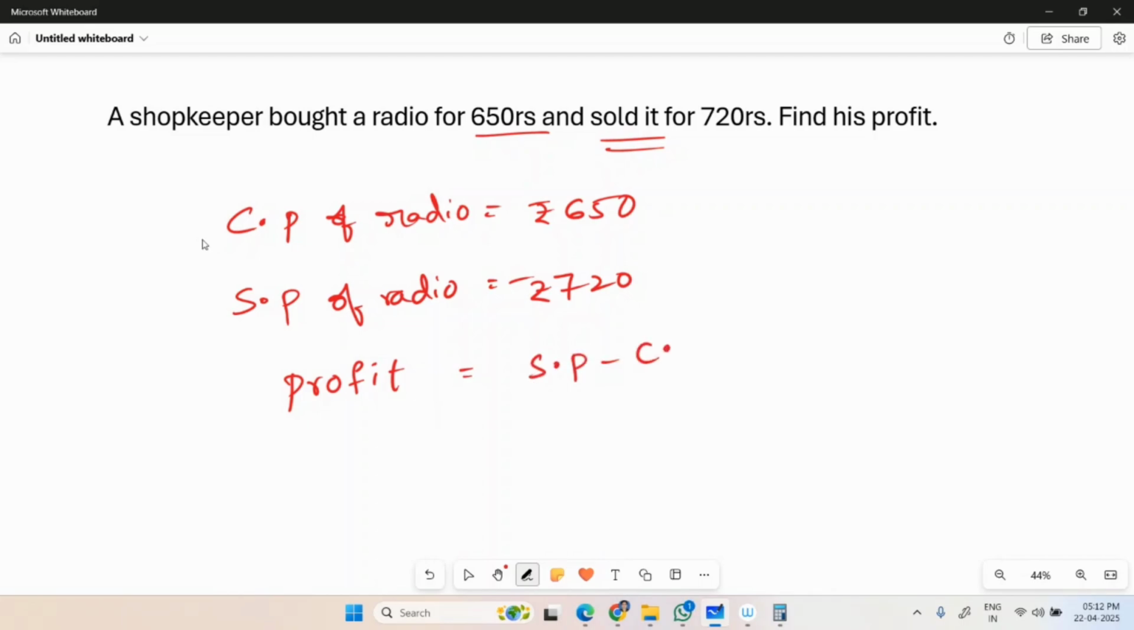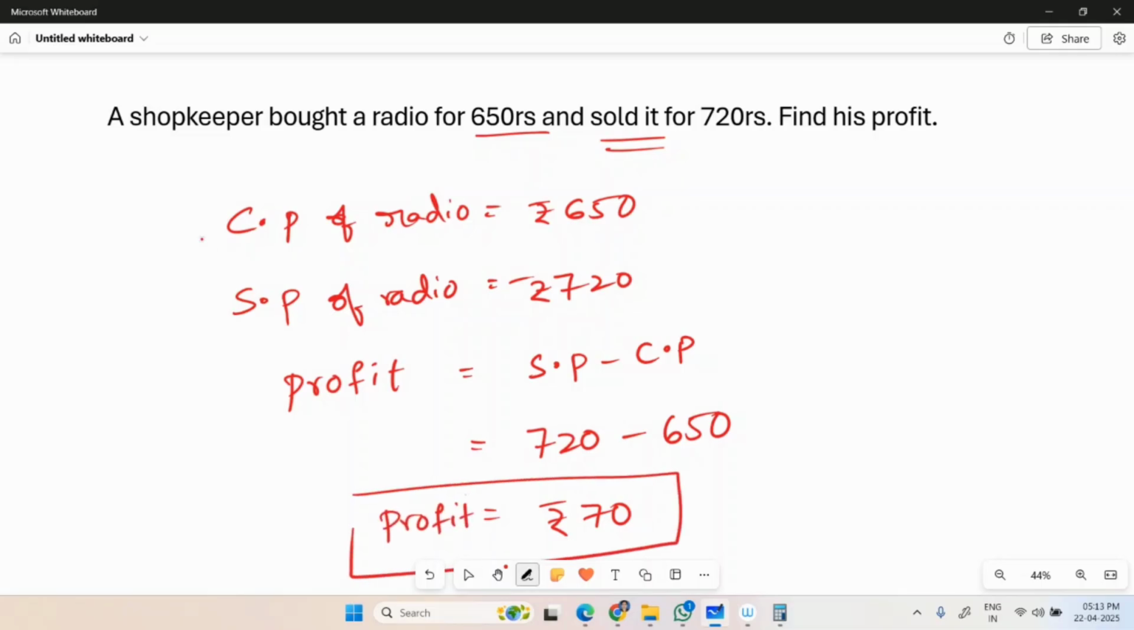Profit formula is selling price minus cost price. Selling price is 720 rupees. Cost price is 650 rupees. 720 minus 650 is just 70 rupees. Okay. Profit equals 70 rupees. Understand? Let's solve the question according to the loss.